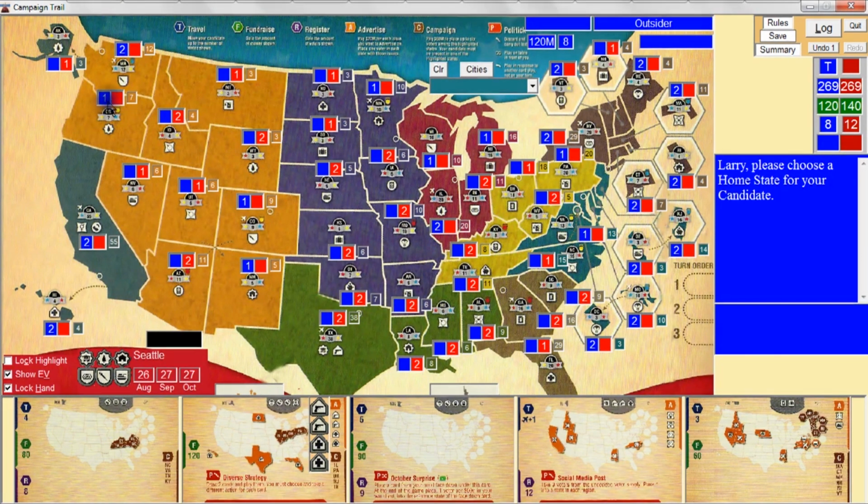The blue boxes represent the number of voters in each state for the Democrats currently, and the red boxes represent the Republican Party. If I was playing with the Libertarians, there'd be a yellow box as well. As part of setup, each player also has to choose a home state where they're going to start the game. Once you choose a home state, that player is going to start with an additional 2 voters in their home state. They choose one of their starting cards.